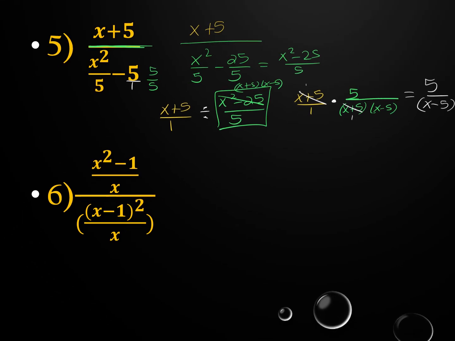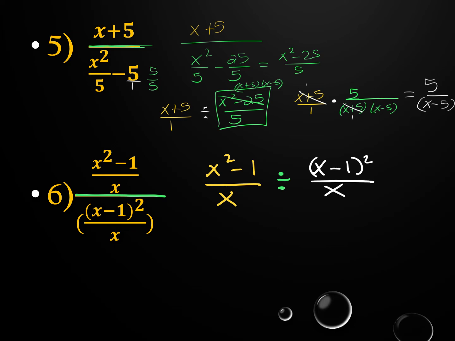Number 6. Nothing here to add or subtract and find a common denominator. So all I'm doing here, again, this is my division sign. So I'm going to do the top, which is x squared minus 1 over x, divided by x minus 1 squared over x. Now I need to factor the top of the yellow. That's going to factor into x plus 1, x minus 1. Then I'm going to change the division to multiplication. And then now I can flip this upside down.